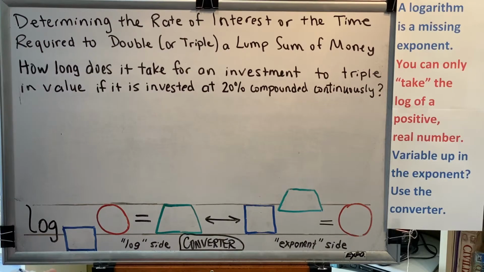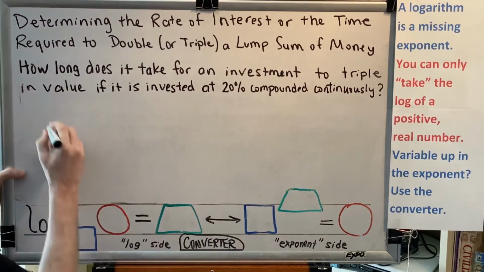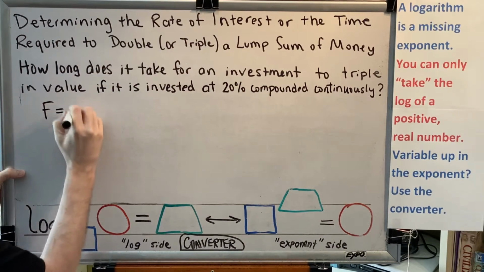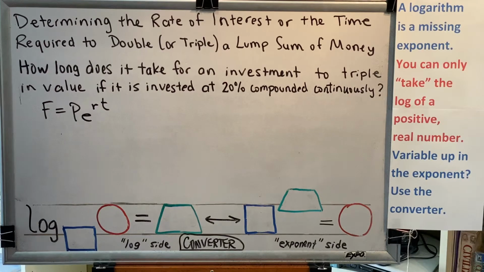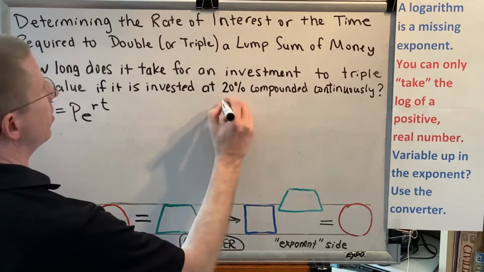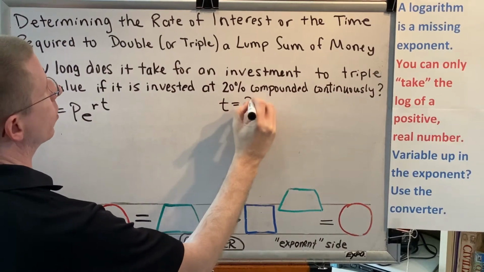The first thing we note for this problem is that it is compounded continuously. That means we use the PERT formula, F equals P E to the RT. We're going to read the problem aloud, and every time we get to a value that tells us something for our variables, we'll write it down. How long does it take? So T is our variable. I'll write T equals question mark.